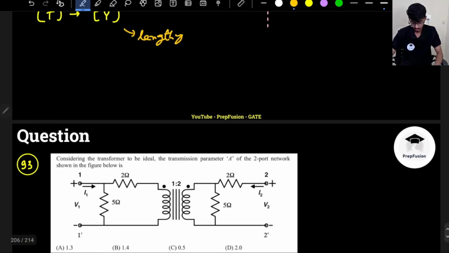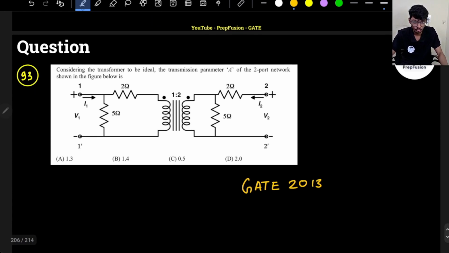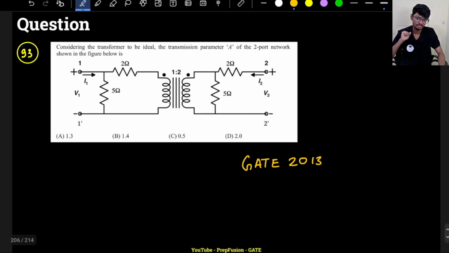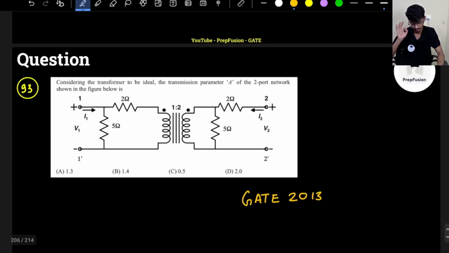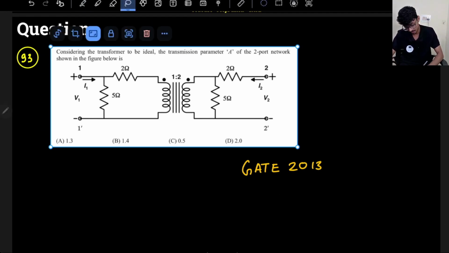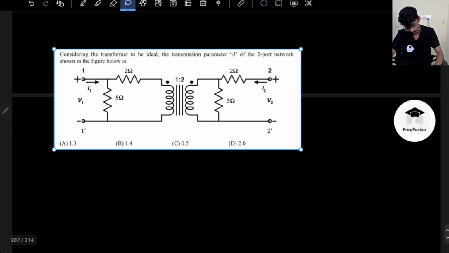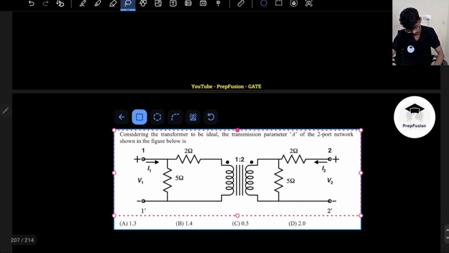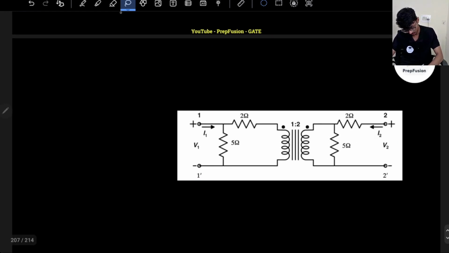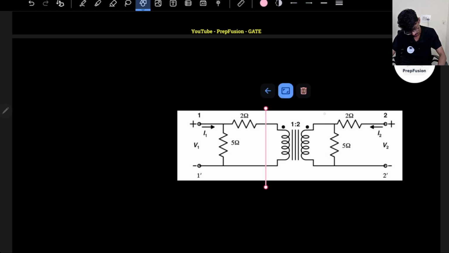Let's solve one more question. I guess this is the last question. A lot of things are there. Here this approach will be used, because I can divide the network. This actually came in the GATE examination, so this is a good question. What we can do is break this network down to here and here. Three networks. This is one of the networks, this is the other network.